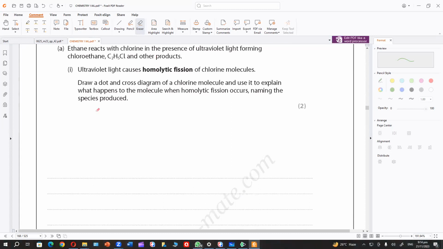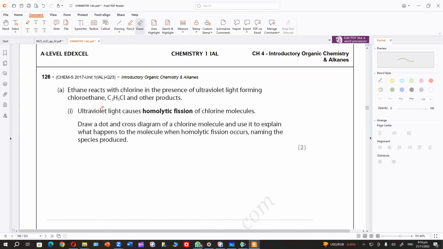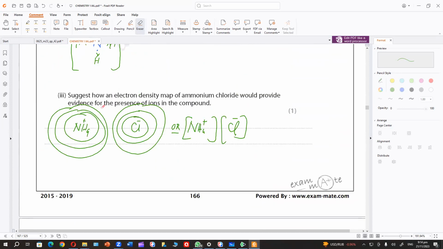Ethane reacts with chlorine in the presence of ultraviolet light, forming... Wait, could you go back again? I was just noting it down. So it's like the worded explanation for this one, then. This is words, right? This is what I was thinking.